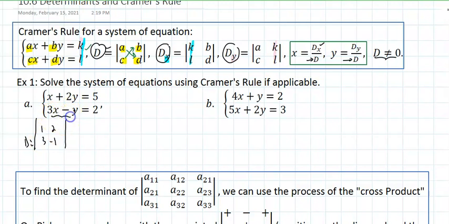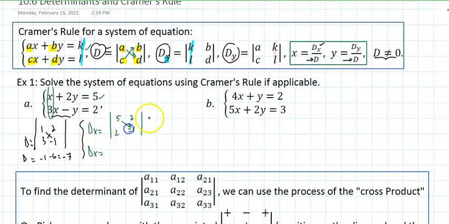Again, the coefficients of the variables. And we know D happens to be negative 1 minus 6, which is negative 7. Got it. D sub x, take the original and replace the x column by the constants. And there it is. And D sub x will equal negative 5 minus 4, which is negative 9.